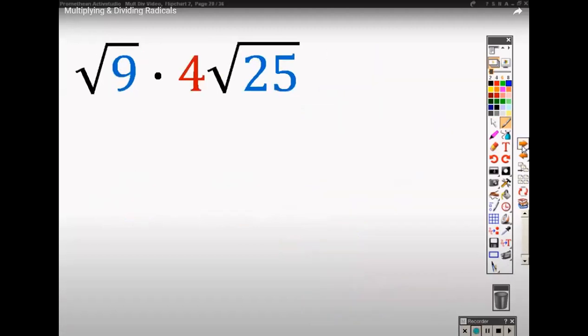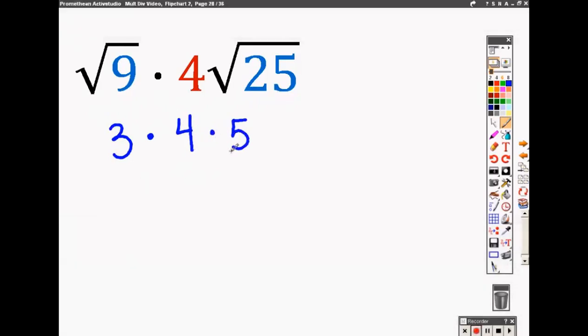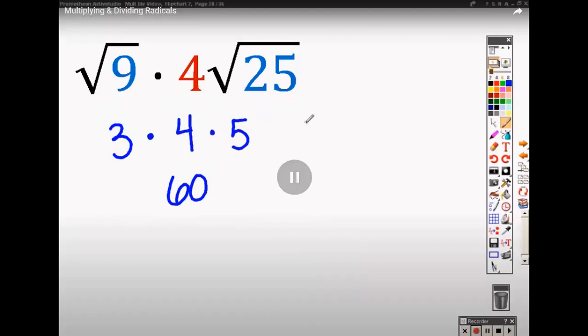Another question, square root 9 times 4 square root 25. We can note from the beginning that 9 is a perfect square number, times 4, times root 25, which is 5. Then we have 3 times 4 times 5, which is equal to 60. In case we find that the number is a perfect square number, we will find the root for it. So this one will be 3, the 4 will be the same, and square root 25 will be 5.